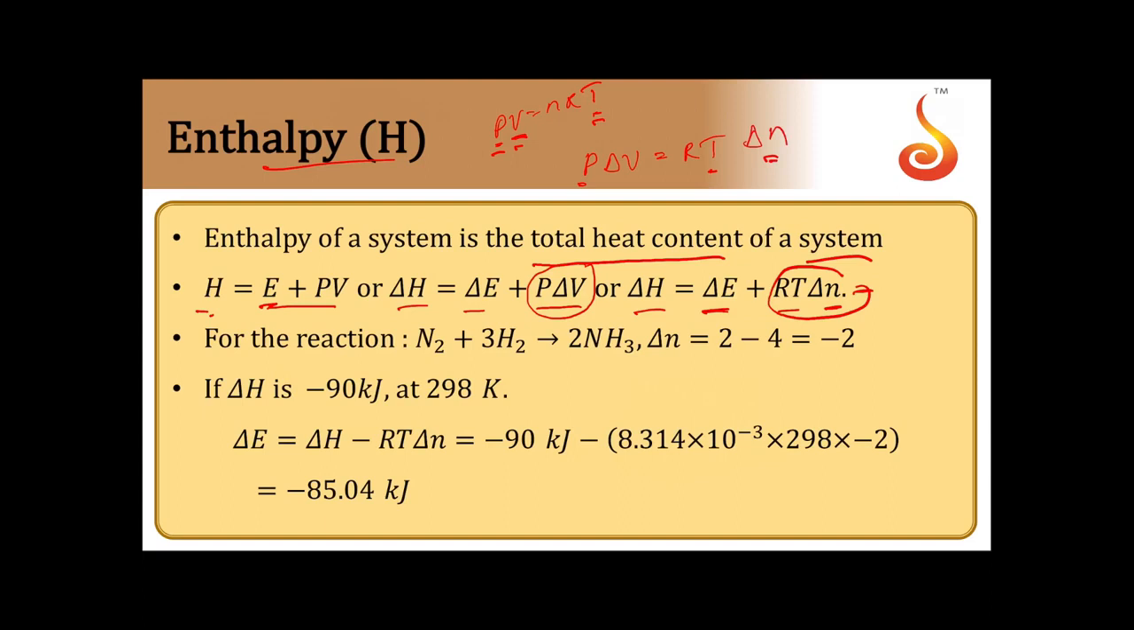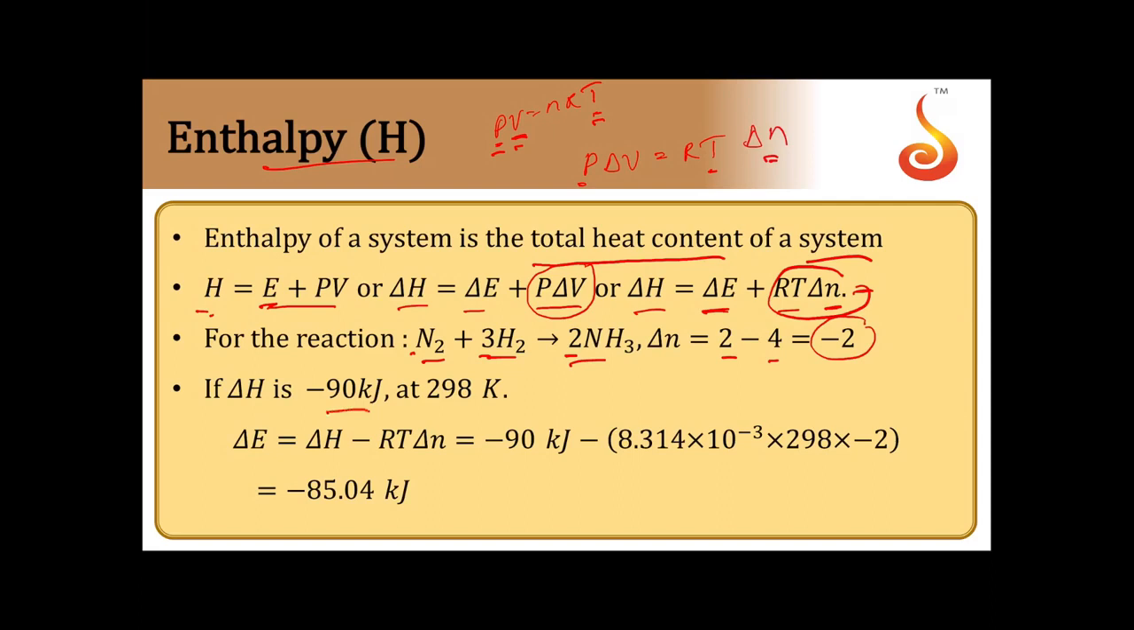Let us take an example and understand that. So the reaction N2 plus 3H2 giving rise to 2NH3. Here delta N is equal to number of moles of gaseous products, that is 2, minus number of moles of gaseous reactants, that is 1 and 3, altogether 4. So 2 minus 4, that is minus 2, is called delta N of this reaction.